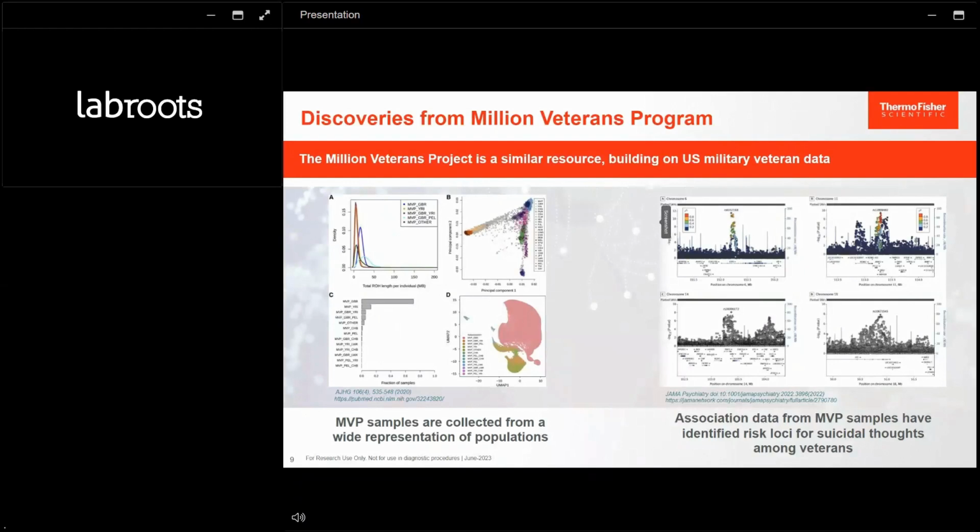So based on this model, when it was starting out, there were a lot of other organizations that wanted to build off their findings, extend their findings, and make use of their methods for understanding their own populations. One of the groups that did this is the Million Veterans Program. This is based off of the United States Veterans Administration program.